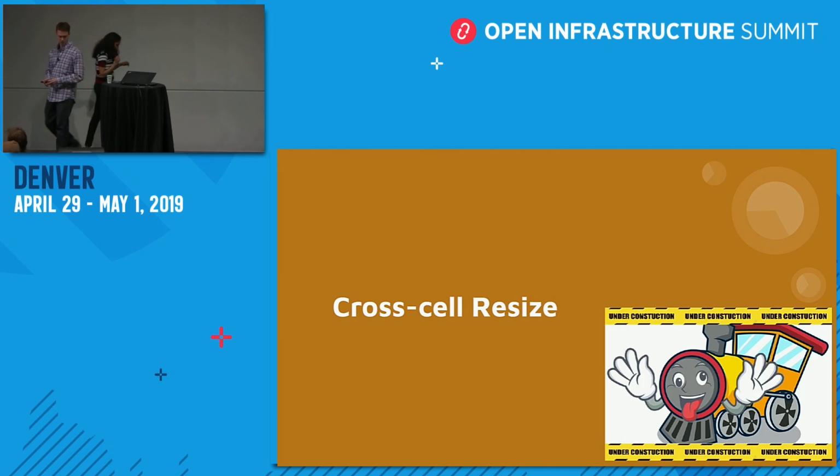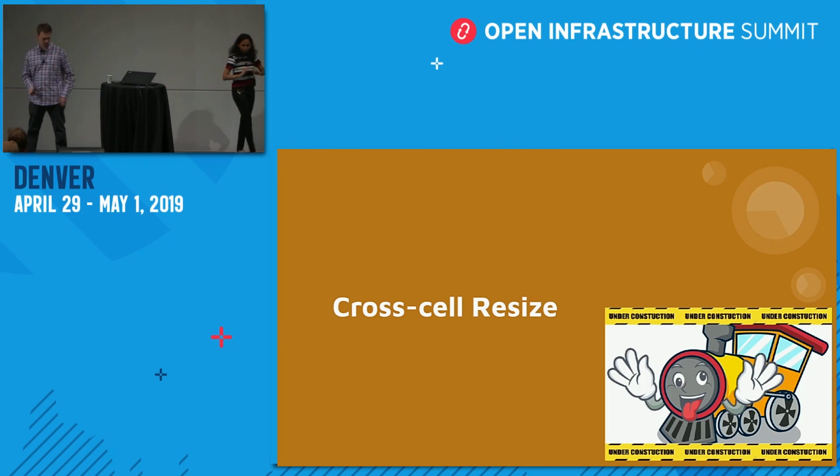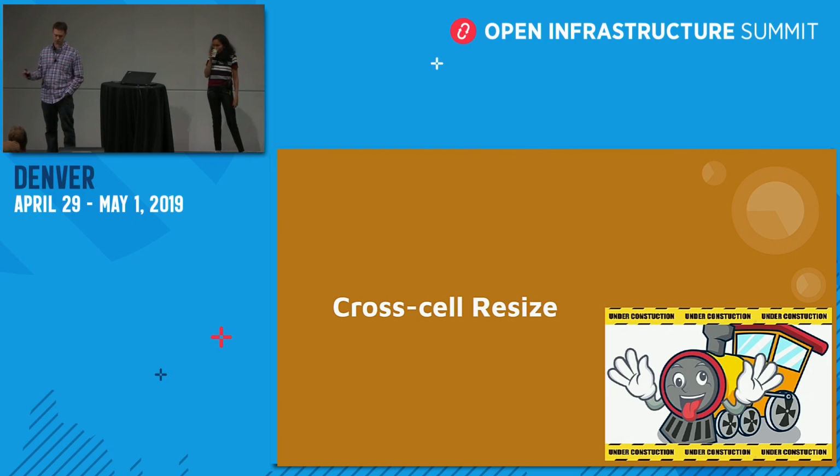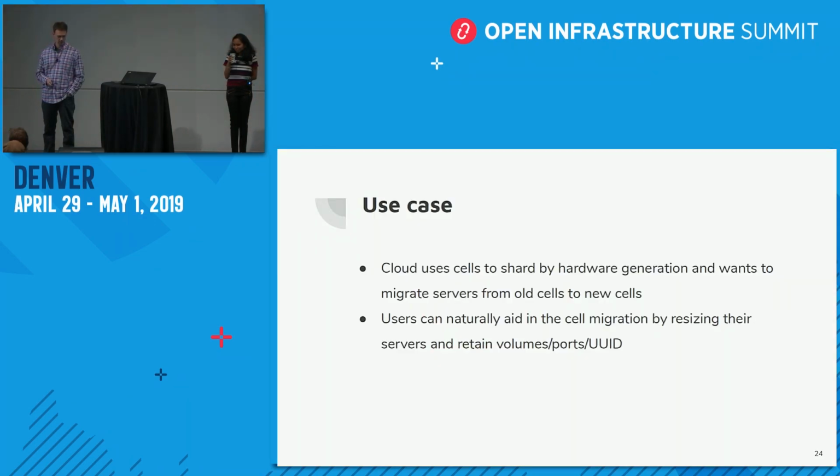Thanks. So as long as we've been talking about CellsV2 and re-architecting how cells works in Nova, we've talked about the ability, once we have this flat architecture for cells, to do cross-cell migration, which is something we didn't support with CellsV1. If the silly train graphic doesn't make it clear, this is still under development in the Train release. This is something that I've been working on since Stein, so probably 6 to 8 months now.